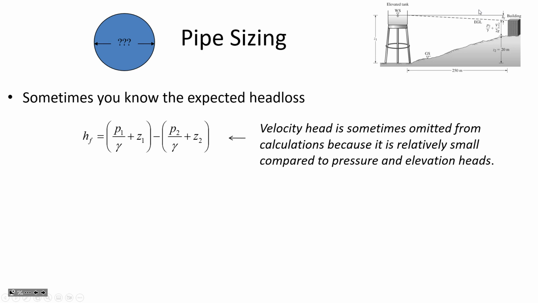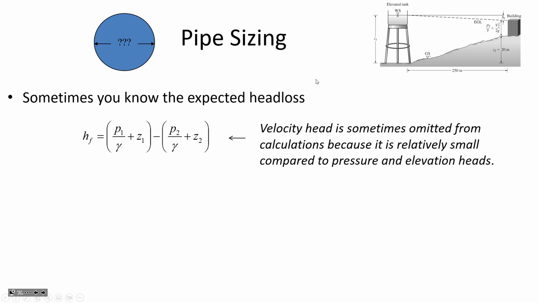elevated storage tank, and if you know that a certain amount of energy loss due to pipe friction is acceptable, so if h_f is known, then you may try to estimate what diameter of pipe is required for that. Now this equation, I've just rearranged the energy equation and solved for h_f. I had that on the board earlier. If there's no pump term, and if we neglect the velocity head.